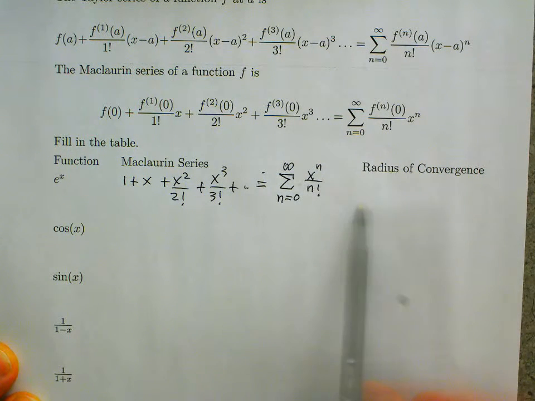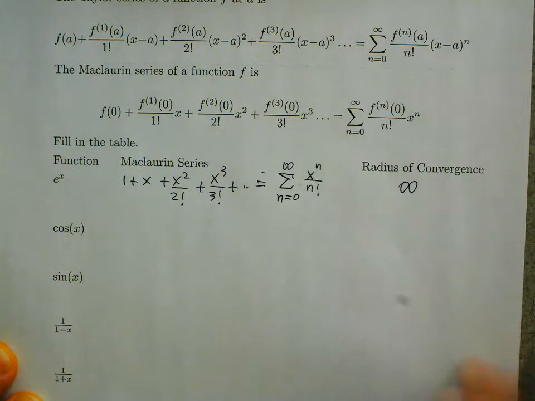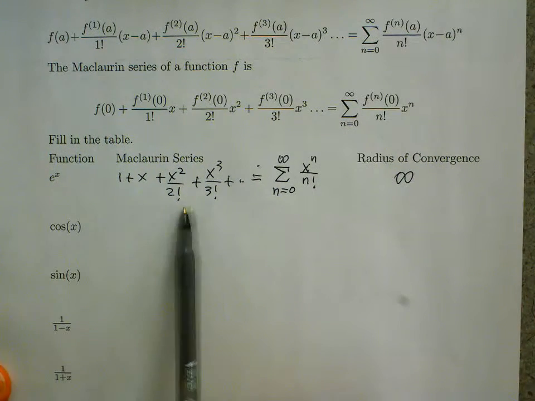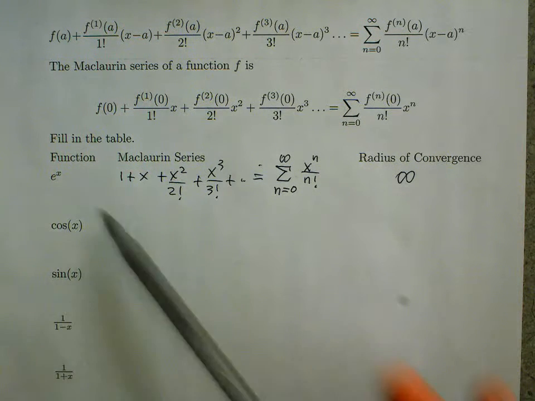The radius of convergence for the Maclaurin series for e to the x is infinity. So this Maclaurin series works for all values of x for e to the x.